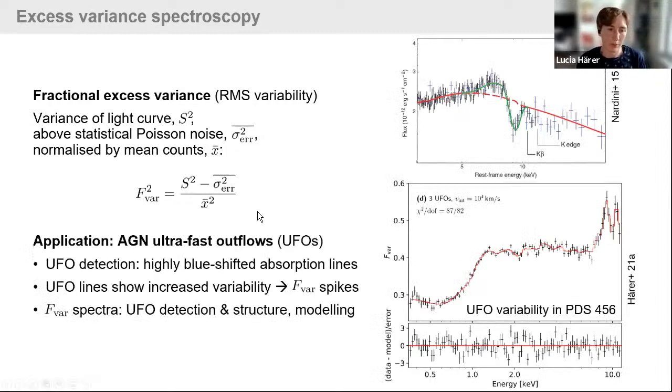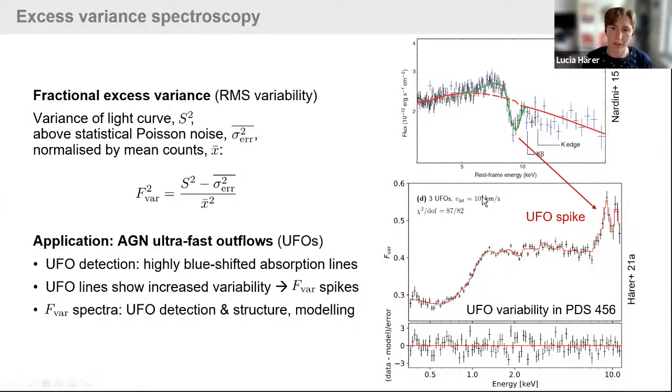I've used this technique previously in a project with Michael Parker to study AGN ultrafast outflows, which were also mentioned in the first talk today. These outflows are usually detected via highly blue-shifted absorption lines in the count spectrum, as you can see, for example, over here. But these lines also show an increased variability, which introduces spikes in the variance spectrum. That can be used to detect these ultrafast outflows, investigate their structure, and also do modeling, as I did in this previous project.